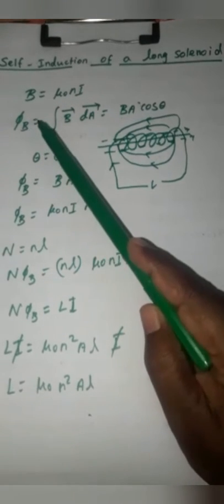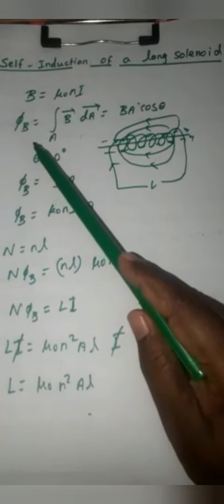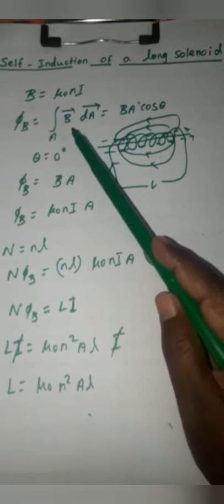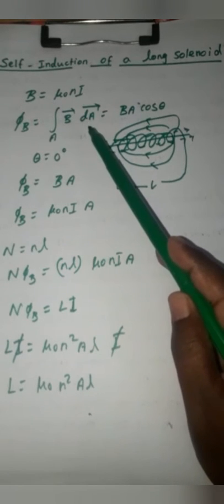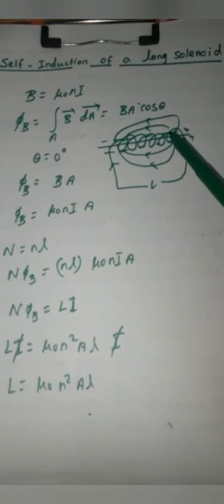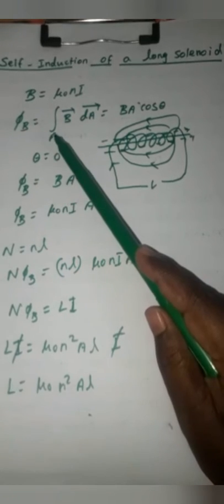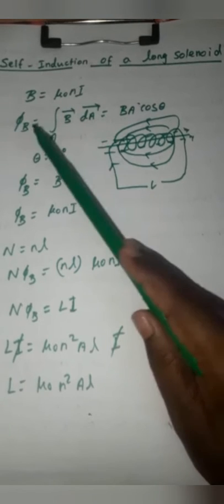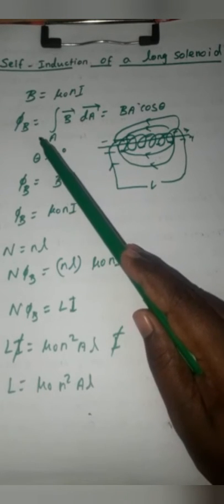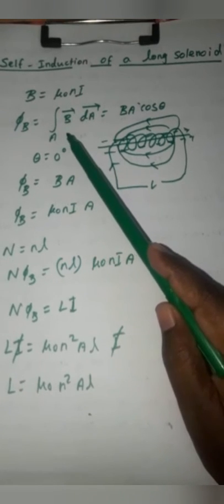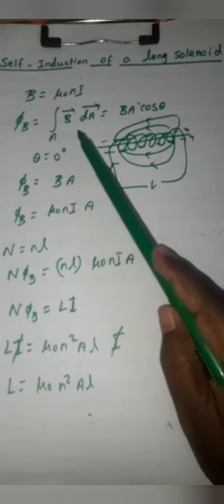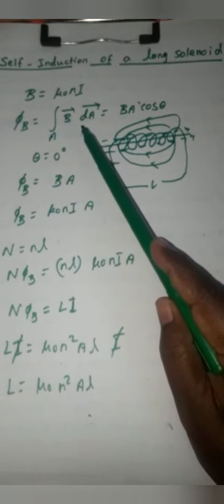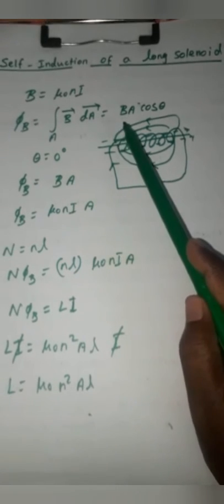The flux linkage of the coil is what? The flux is phi B, which is equal to the integral of B vector dot dA vector. A is the area of the cross section. The integration of B vector dA vector is the flux. So phi equals the integral of B dot dA. When we integrate, the integration symbol is removed and the differentiation is removed, so we are getting BA.